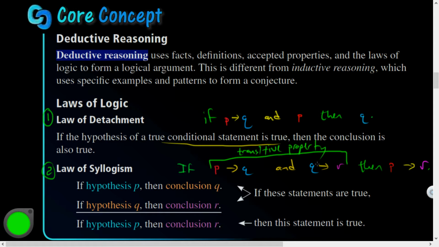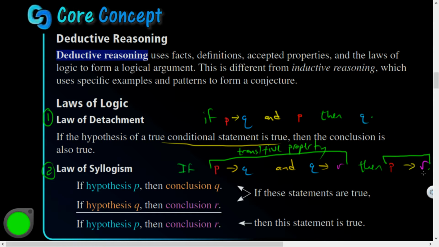Right, the transitive property in equality was: if A equals B and B equals C, then A equals C. You can kind of connect those two middle things. If P implies Q and Q implies R, then let's just skip the middleman and say P implies R. So the conclusion here is an if-then statement, not a statement.